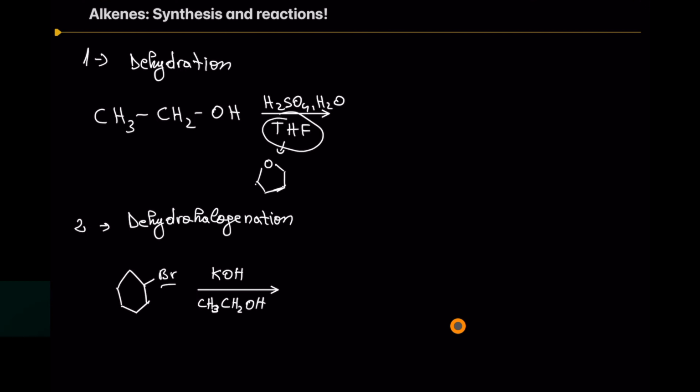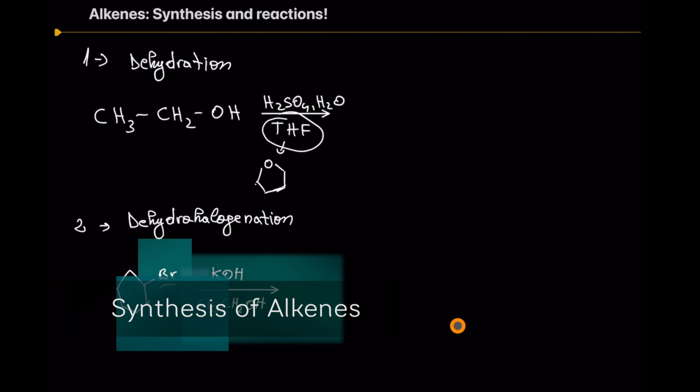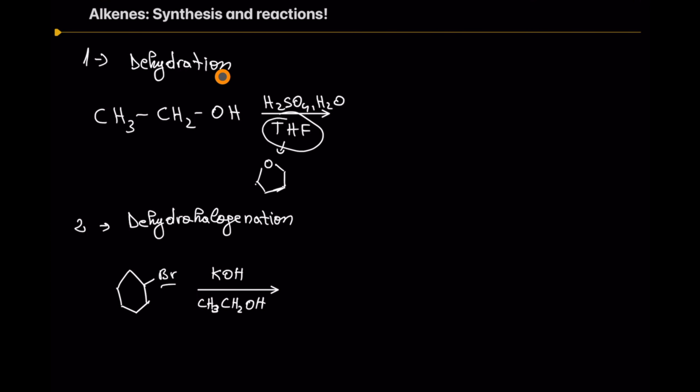Okay, let's start first with the synthesis of alkenes. We have two common ways, dehydration or dehydrohalogenation. There are also other ways, but we will see them in a future video. We can start from an alcohol and treat it with a strong acid in the presence of a solvent, THF, tetrahydrofuran, that is this compound here. And we have the formation of alkenes, ethene plus water.